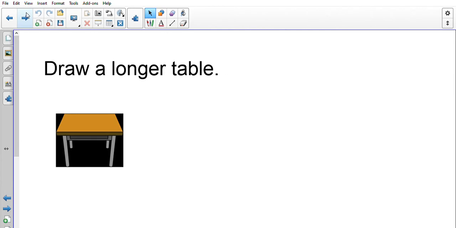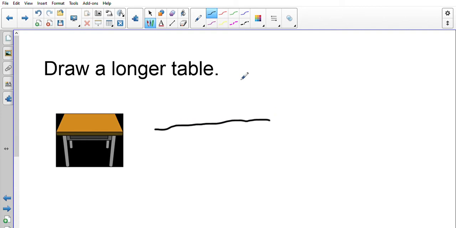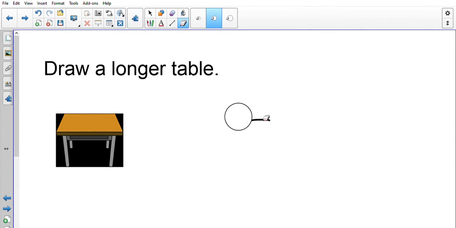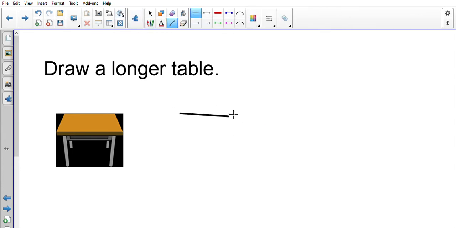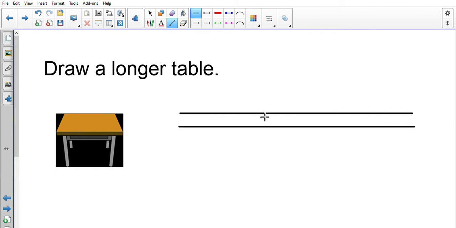So let's have a go at this activity. It says draw a longer table. So here's a table and I've got to draw a longer table. So it needs to be longer than this. So to make sure, I'm going to do a really long table. Oh, that's not it. Let me do a proper line. That one was rubbish, wasn't it? So let me try and use one of these lines. Do you think that line's longer? I think so. A longer table. And then I'll join up these little bits and just put some table legs on. So a longer table.